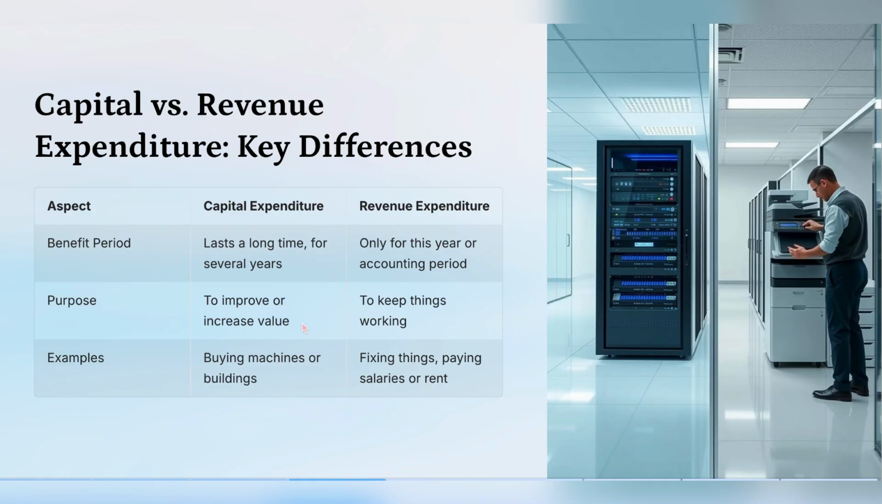Now, purpose: to improve or increase the value, to enhance the earning capacity of the business or the productive capacity of the asset, this is capital expenditure. And to keep things working, meaning maintenance or keeping the business operating, the expenses which are operational in nature, these are called revenue expenditure. For example, buying machinery or buildings is capital expenditure. A long investment and a large amount of investment is there. And revenue expenditure is fixing things like repairs and maintenance, providing salaries, administrative expenses, or paying rent to the landlord. All these are called revenue expenditures.